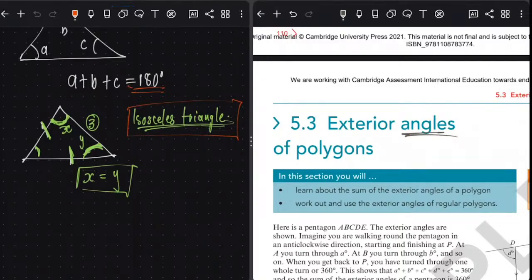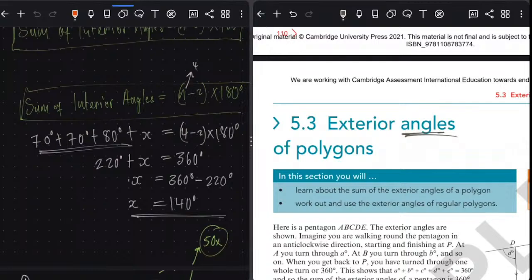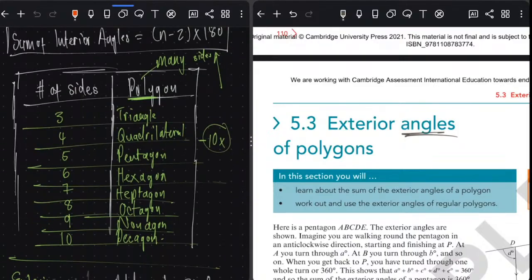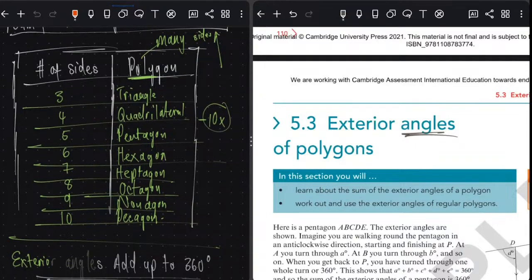There are parallel lines, then we have shapes. So here we are done with parallel lines. We are going back to polygons. And on polygons, you must know how to get angles inside any polygon: n minus 2 times 180. And you must know the names and the number of sides each one has.